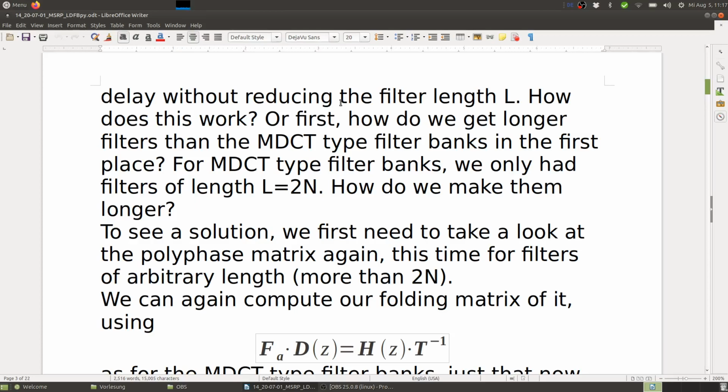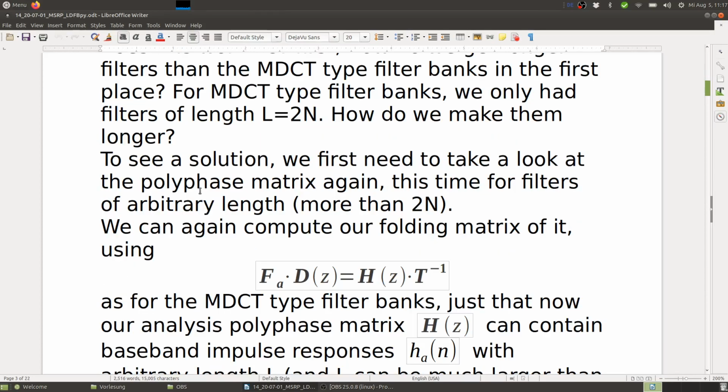First, how do we get longer filters than the MDCT type filter banks in the first place, right? So far we didn't even look at this possibility. For MDCT type filter banks, we only had filters of length L equals 2N. So the filters had the length of 2 blocks. So how do we make them longer? To see the solution, we first need to take a look at the polyphase matrix again, this time for filters of arbitrary length, more than 2N.